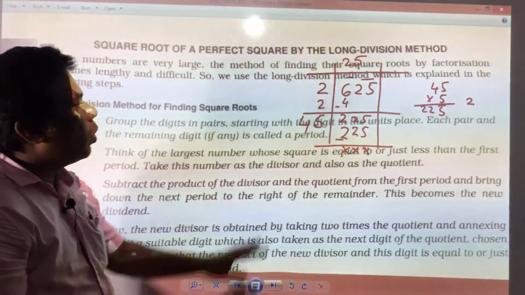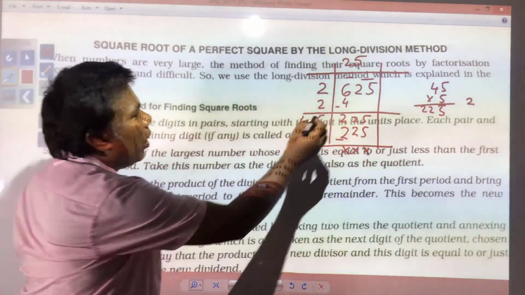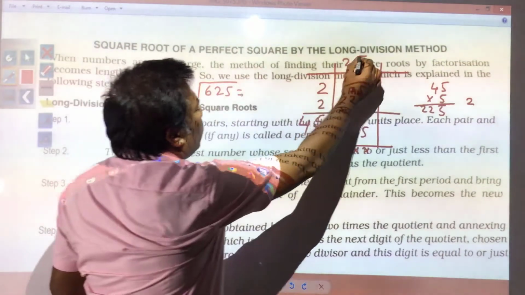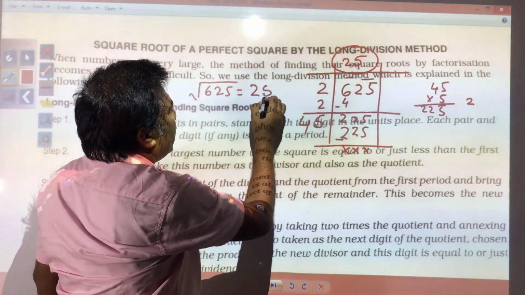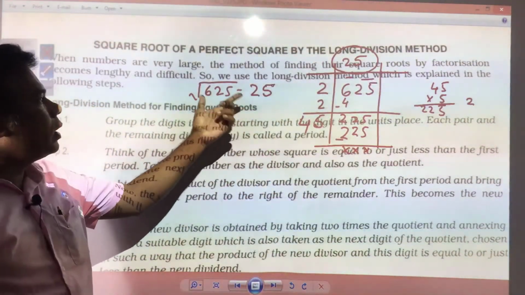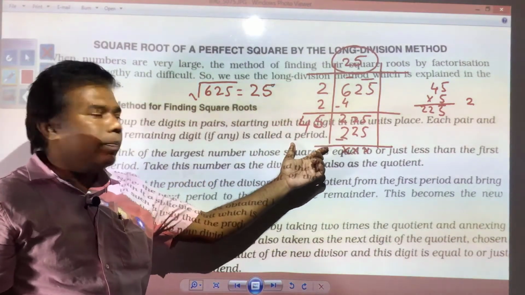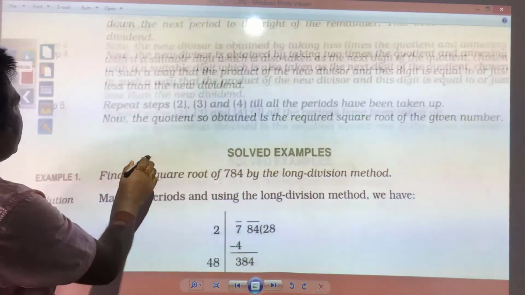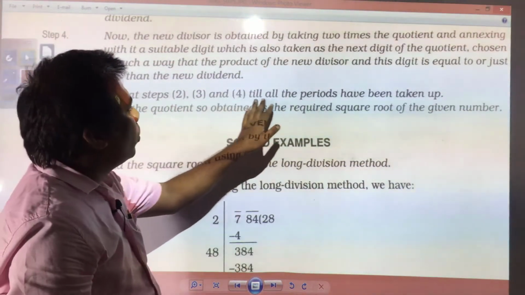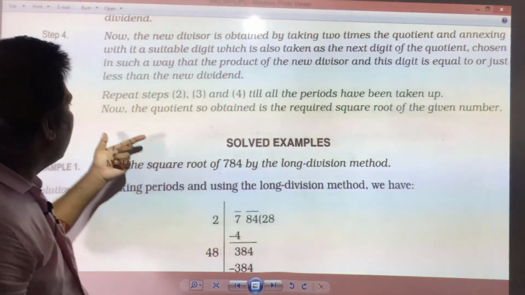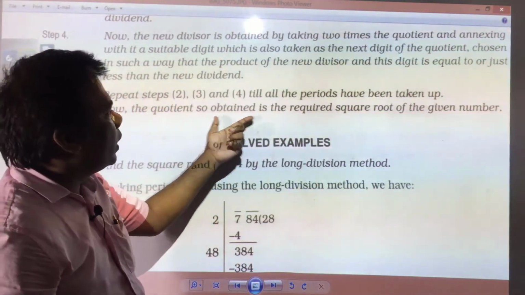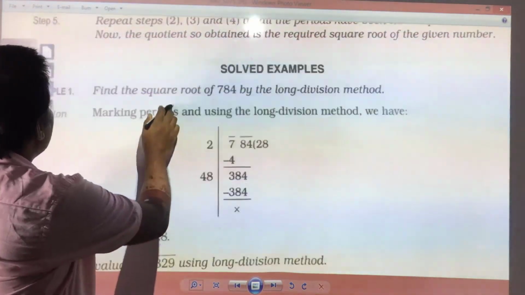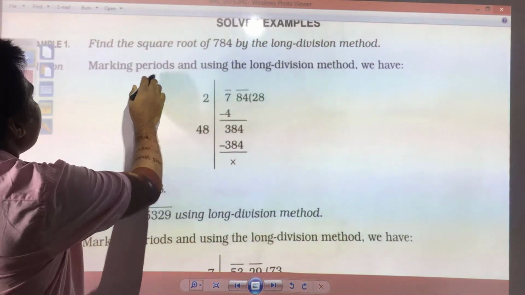So, now your square root of 625 is equal to 25. In this way, we need to find out the square root of a given number. Here you see, repeat steps 2, 3 and 4 till all the periods have been taken up. Now, the quotient so obtained is the required square root of the given number. Some short examples have been given, you see.